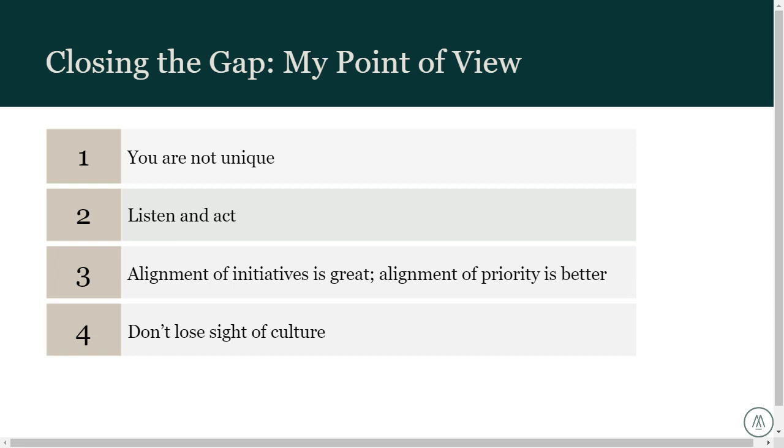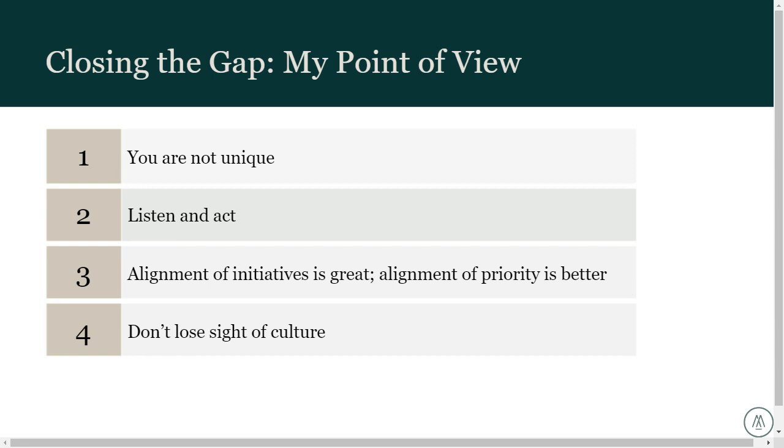The second is really listen and act. Our employees have a lot to say. If we don't listen to them and we don't act on what they're saying, that doesn't mean we have to do everything they're saying, but we have to acknowledge what they say. We have to tell them what we are and what we're not going to do, and why. There are very good reasons for that, to make them feel like they're being listened to. And those things that we do commit to acting on, we need to act.